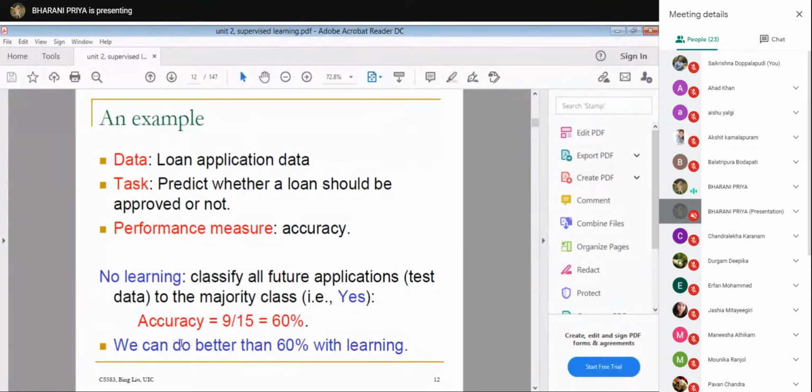Okay, this result, whatever is there, can be improved with learning. Is this point clear? Yes, ma'am. Right.